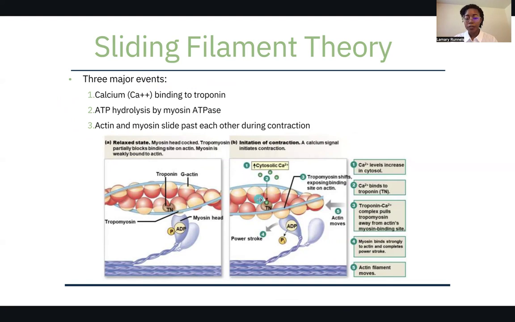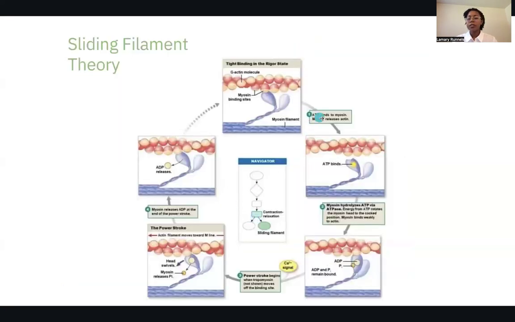The calcium binds to troponin. The troponin calcium complex pulls tropomyosin away from actin's myosin binding site. The myosin binds strongly to the actin and completes the power stroke, and then the actin filament moves. So just look at the sliding filament theory in an actual cycle.